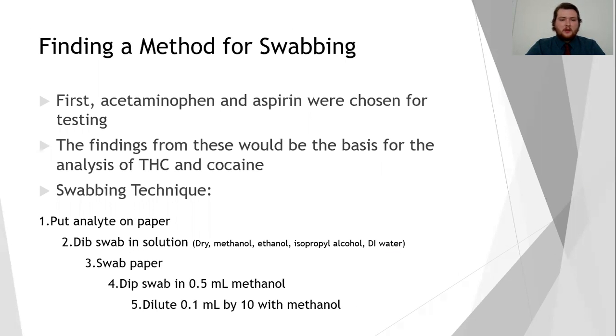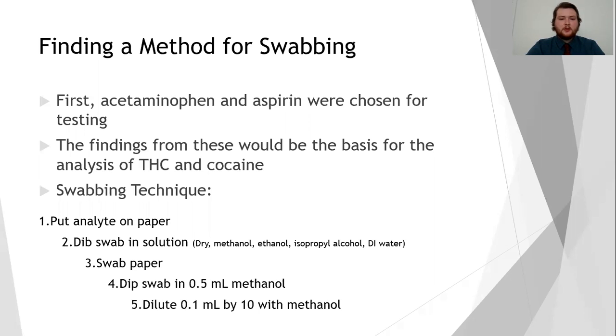To start out, finding a method for swabbing. First, acetaminophen and aspirin were chosen as the base analytes to find the best method for swabbing. These findings would then be used as the basis for the analysis of THC and cocaine on paper currency. The swabbing technique is as follows.